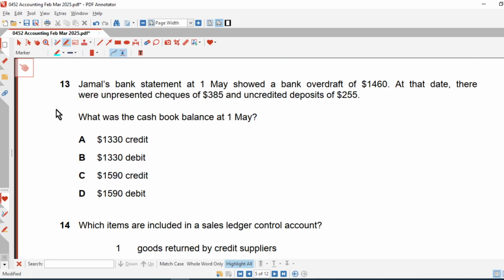Question 13. Jamal's bank statement at 1st of May showed a bank overdraft of 1,460. At that date, there were unpresented checks of 385 and uncredited deposits of 255. So what was the cash book balance at 1st of May? So this will be a simple bank reconciliation question.